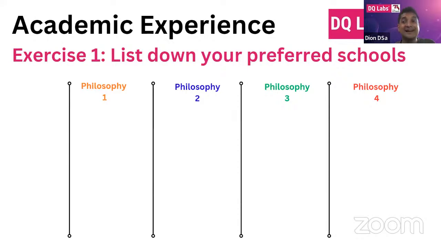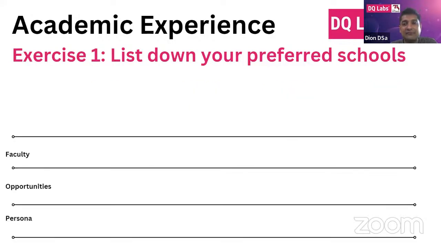Now, getting into the philosophies of the various schools. From our experience of meeting all of these 80, 90 schools, we've realized that they come under four broad categories. While they come under these categories, we found that depending on the philosophy or the category of their philosophy, they hire different types of faculty.